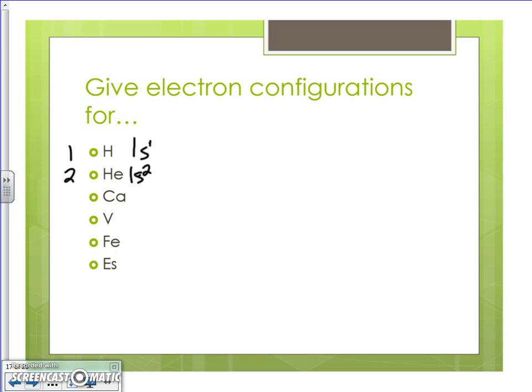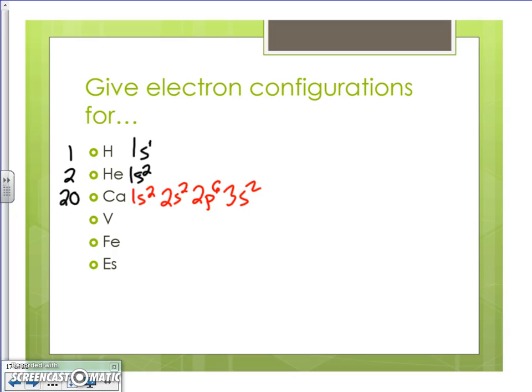Calcium, a little bigger, has 20 electrons. The first orbital I'm going to fill is the 1s. It holds 2 electrons. Well, that's still not 20, so I follow my arrow and move to the next one. The 2s holds 2. I'm still not at 20. The next orbital is the 2p. If I keep following my diagonal rule, 2p6 is the max it'll hold. I'm at 10, still not at 20. Okay, keep following my arrow. 3s2.